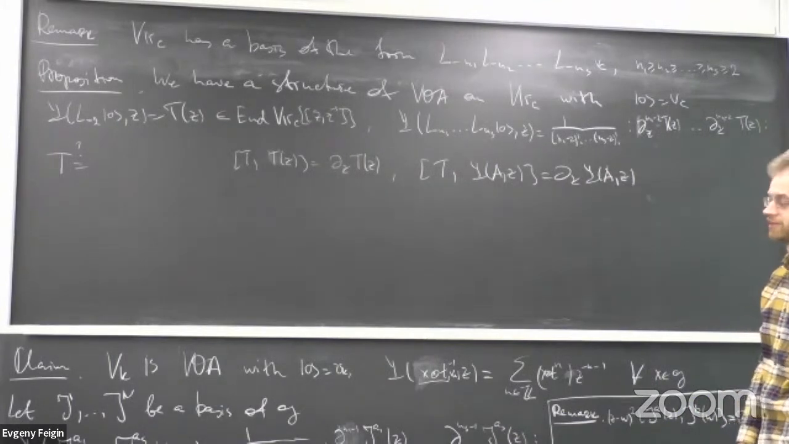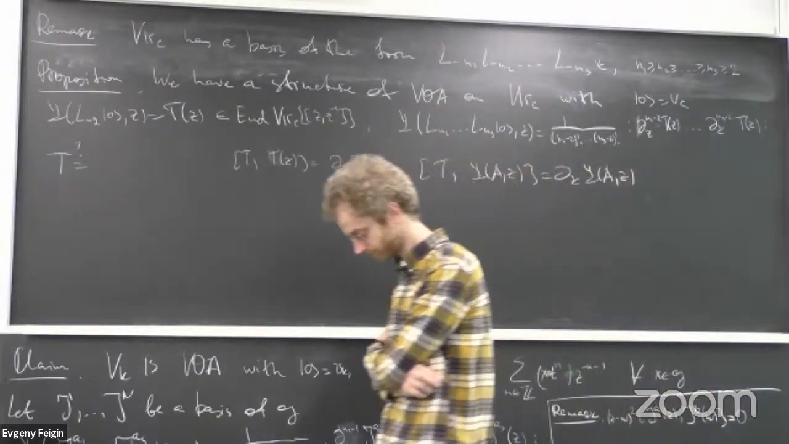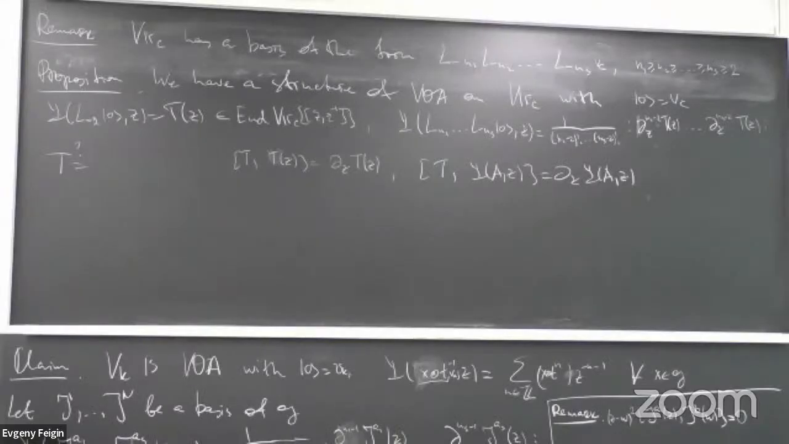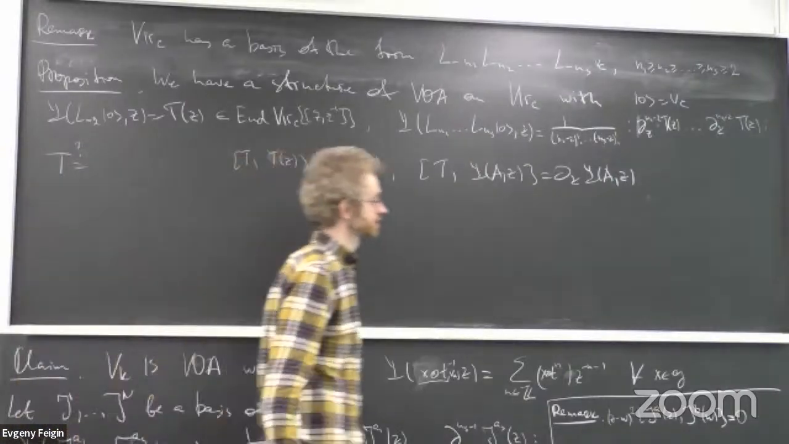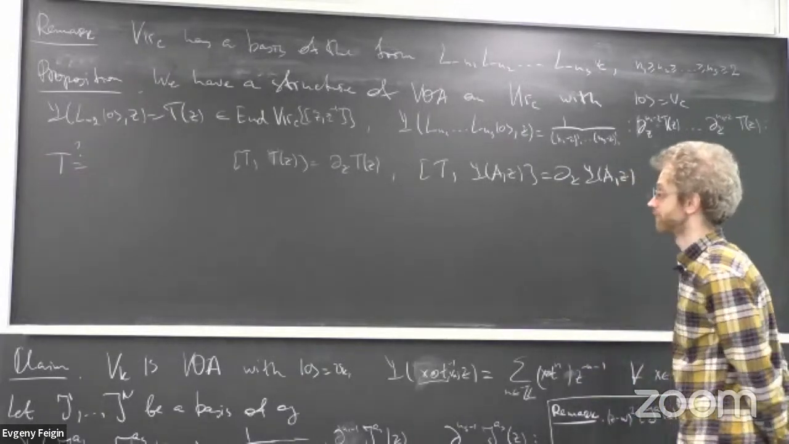So do you know such an operator? Probably it's L1 or L minus 1. Okay, let's make a choice. Yeah, and also we need, of course, another thing to check, that T applied to the vacuum should be 0. T applied to the vacuum should be 0.